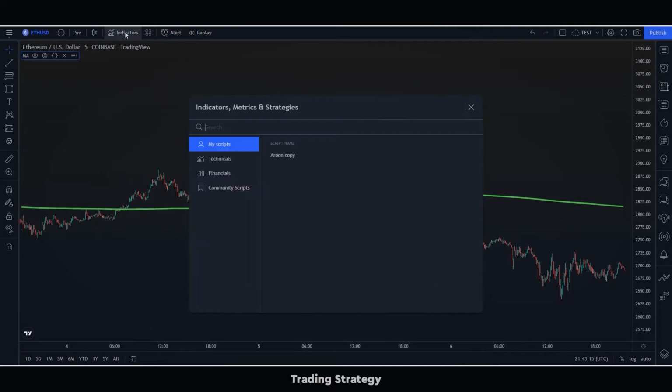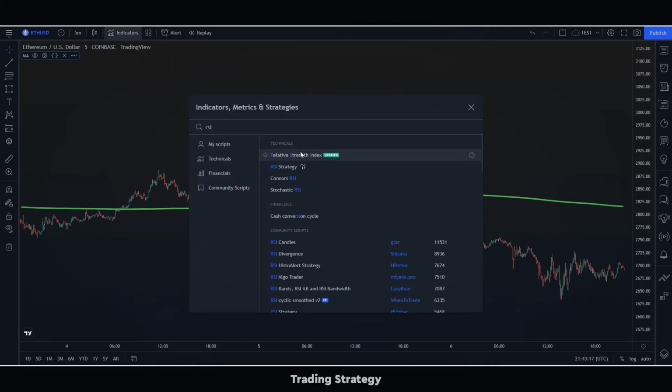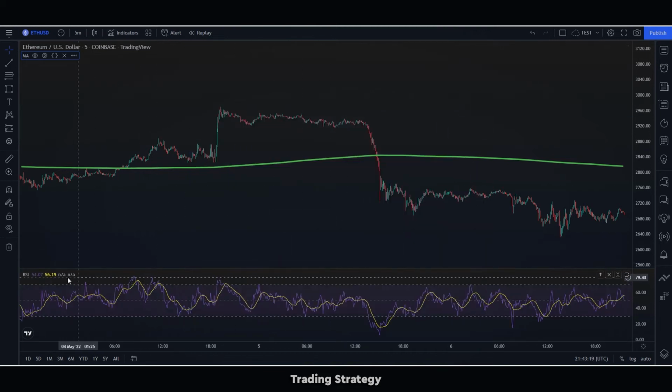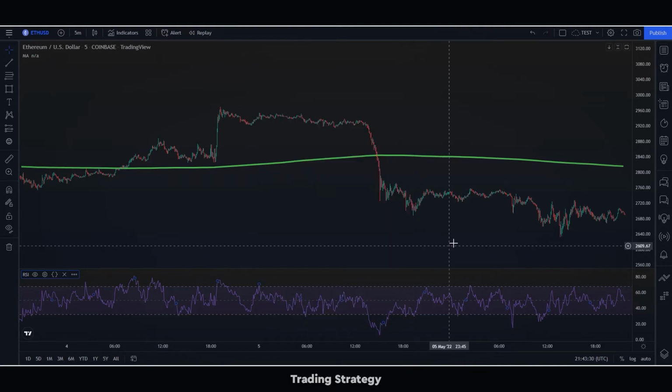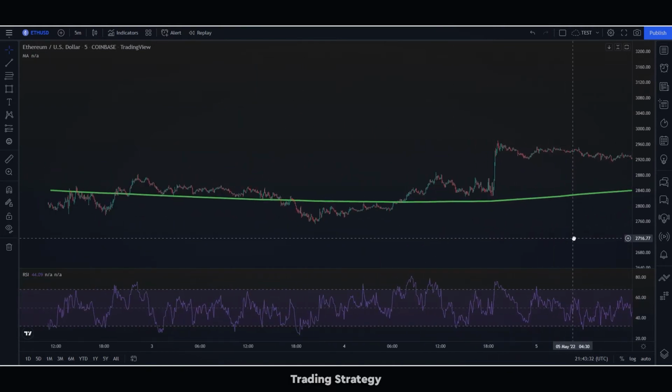The next thing we will do is select the RSI indicator. We will deactivate the average, and we will change these values to 68 and 32. Ready? We have everything configured. Now let's make an example of a buy operation.